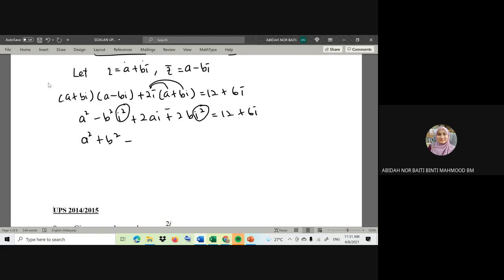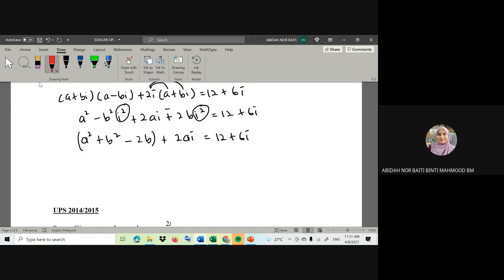Minus. So saya kumpul terus ya, rearrange in the form of complex number. Okay, this is your real and your imaginary is 2Ai. Okay, saya terus susun ya, in the form of complex number. Real plus imaginary. Okay, real plus imaginary. Okay, this is equal to 12 plus 6i. Okay, jangan bagi dia berterabur. Susun betul-betul. Real plus imaginary. Ikut bentuk Cartesian form of complex lah. Then we can buat apa?